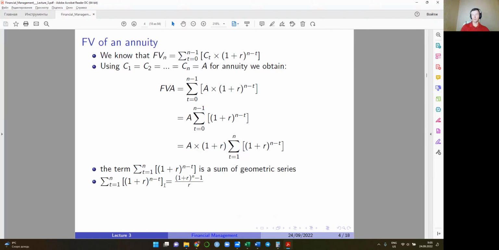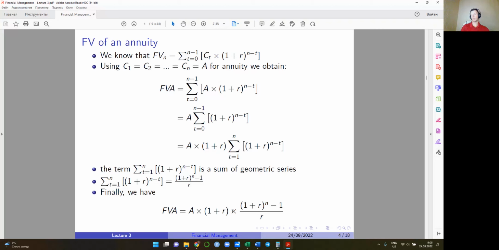Basically, we have the following formula for this case. The whole sum, it doesn't matter how many terms we have inside, can be evaluated with the help of this expression: 1 plus r to the power of n minus 1, divided by r. That's all. Now we use this expression here instead of this summation sign. And finally, we have the following expression to evaluate the future value of annuity. This.